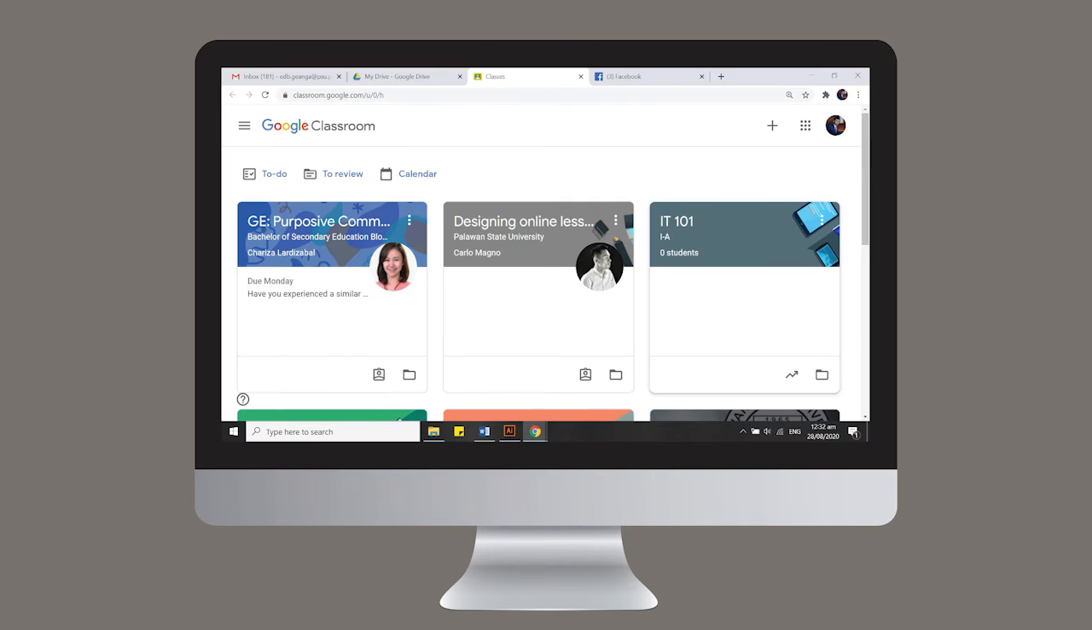Classroom, this is where our course instructors or professors and students can communicate easily, create classes, distribute work, and stay organized.